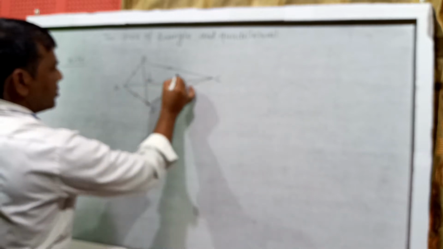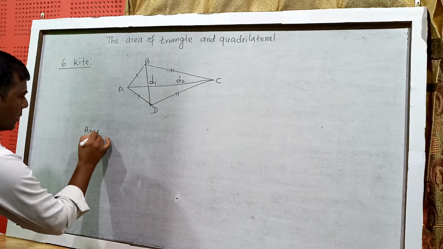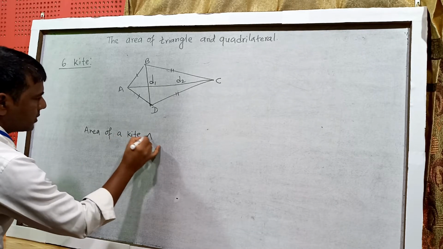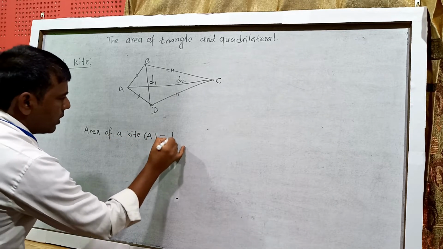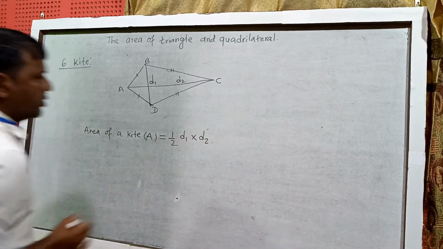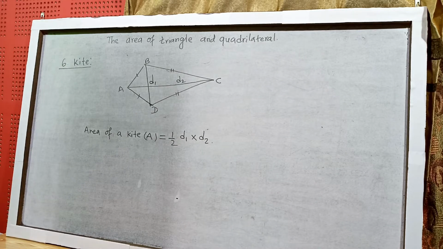This is one diagonal, suppose it is the first diagonal of this kite, D1, and this is D2, the second diagonal. It is the shorter diagonal and it is the longer diagonal. And the area of a kite A equals 1 by 2 first diagonal D1 into second diagonal D2.